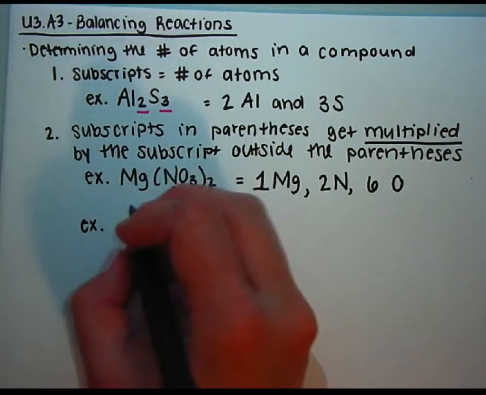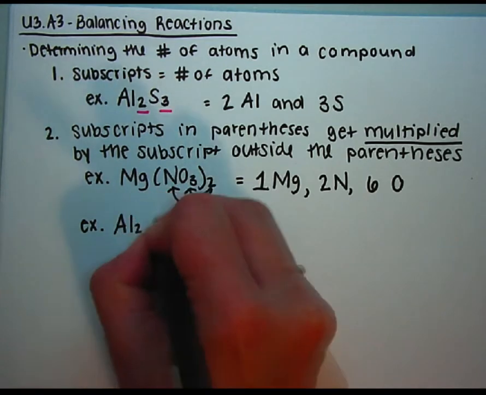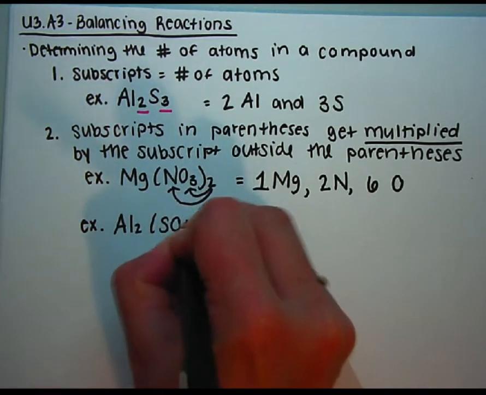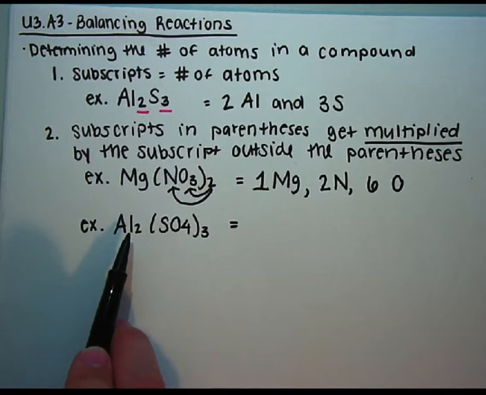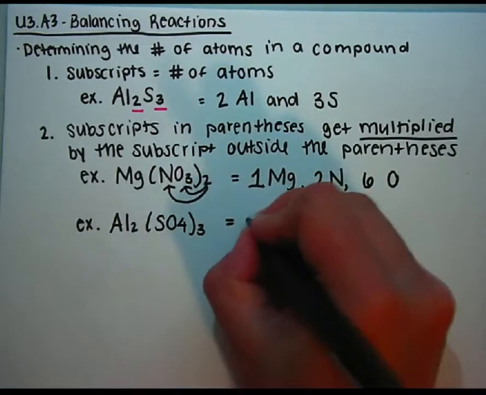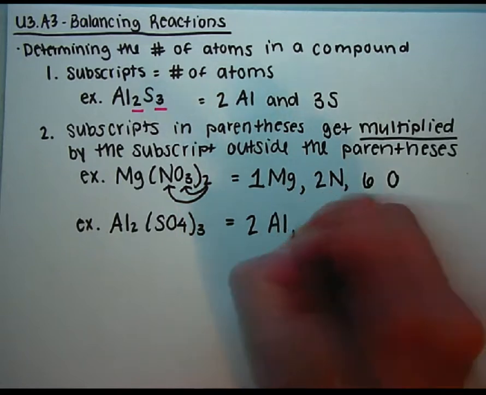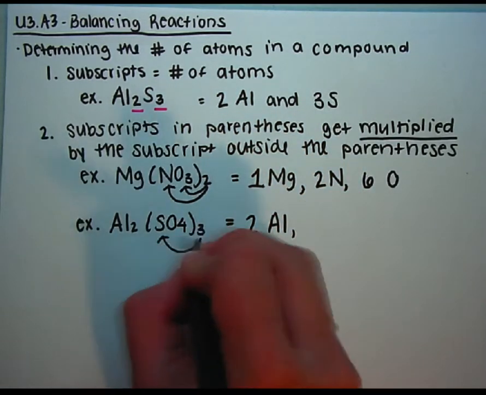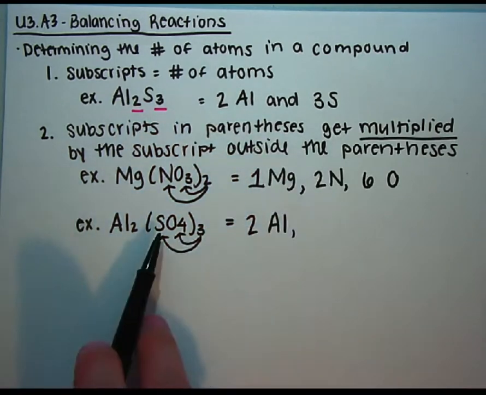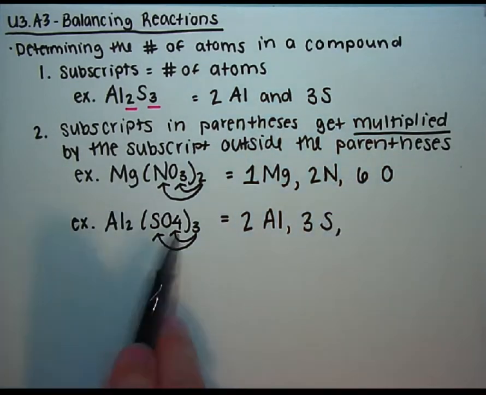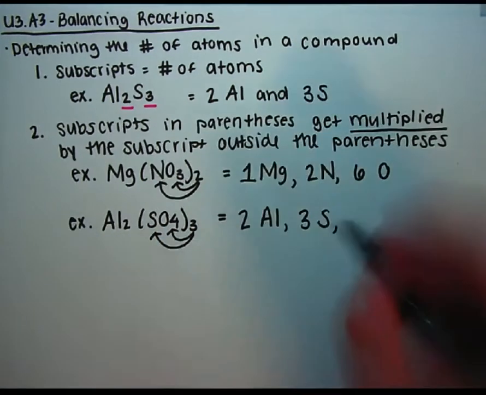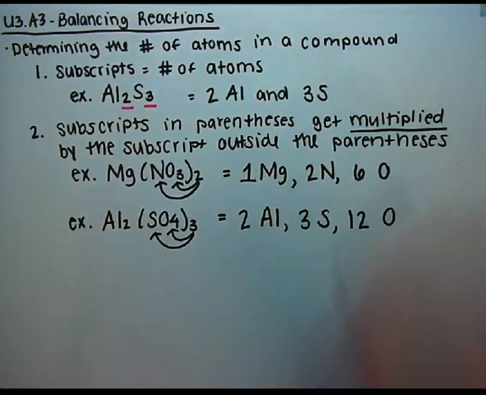Let's try another. Let's do aluminum sulfate. Again, the number only gets multiplied if it's in the parentheses. Aluminum is not in the parentheses, so the 3 does not get distributed to it. I have 2 aluminums. The 3 gets distributed to everything in the parentheses. So I have 1 sulfur, 1 times 3 gives me 3. I have 4 oxygens times 3, which gives me 12 oxygens.